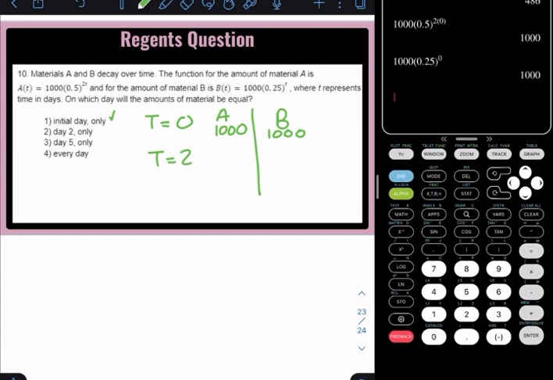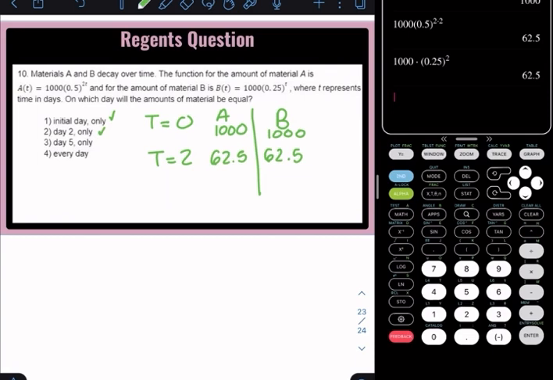If I plug in 2 for A, 1,000 times 0.5 raised to the 2 times, now we're talking about the second day, so that would be 62.5. And let's look at B. 1,000 times 0.25, and we raise it to the second power. Oh, look, that's 62.5. So it could also be day 2.